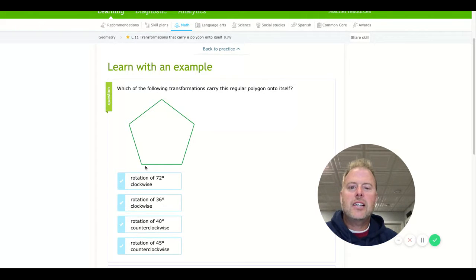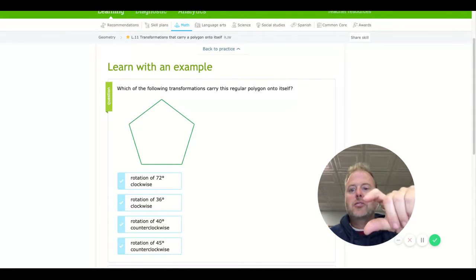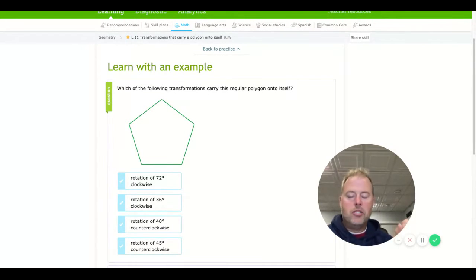It has 5 sides. Now, if you were to go all the way around, we know that would be 360 degrees. And if it's a regular polygon like this, that means all the sides and all the angles are exactly the same. So I should be able to spin it less than 360 and get that same image. So how far do we spin it? Well, 360 divided by 5 sides would tell me that I have to go about 72. So 360 divided by 5 is 72.